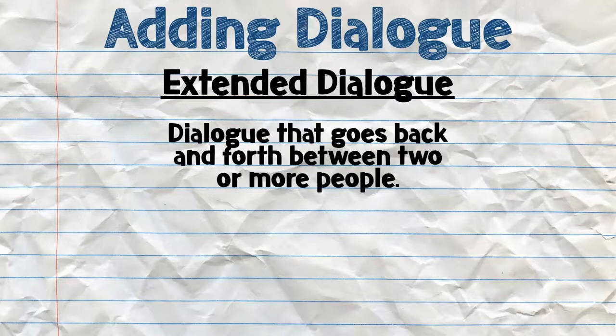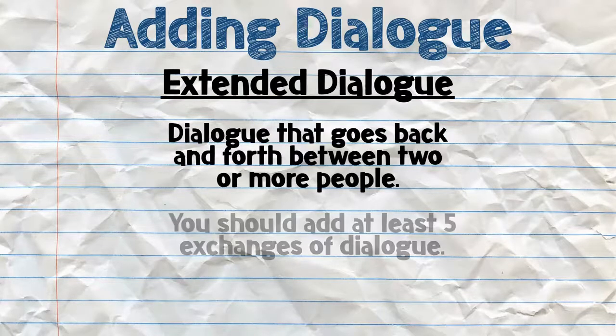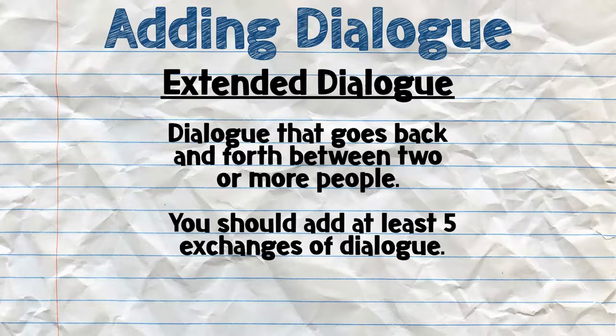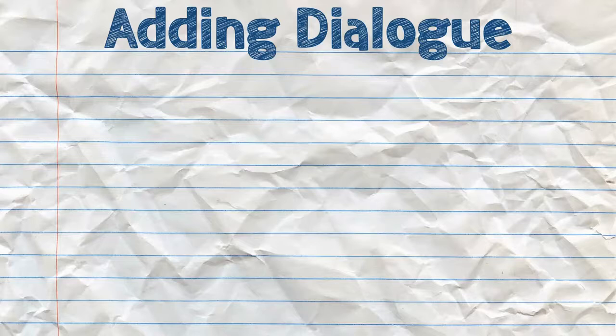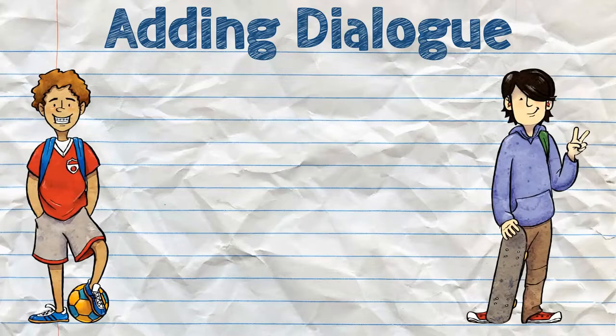Extended dialogue is dialogue that goes back and forth between two or more people, and you're going to want to add at least 5 extended dialogues to your story in a logical place. Now, let me show you an example of what this could look like. Here's Jake and Sam, and they're going to have a conversation that goes back and forth 5 times. Watch.